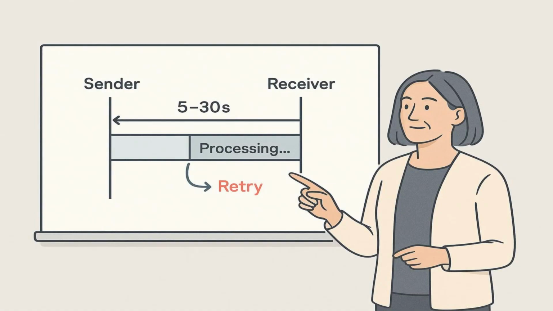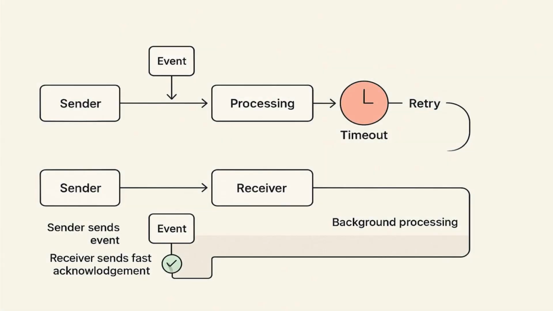A timeout happens when the receiving endpoint takes too long to respond. Many webhook senders expect a response within roughly 5 to 30 seconds. The trap is that your workflow might still be running in the background, but the sender already decided the delivery failed because it waited too long. That is when retries start.